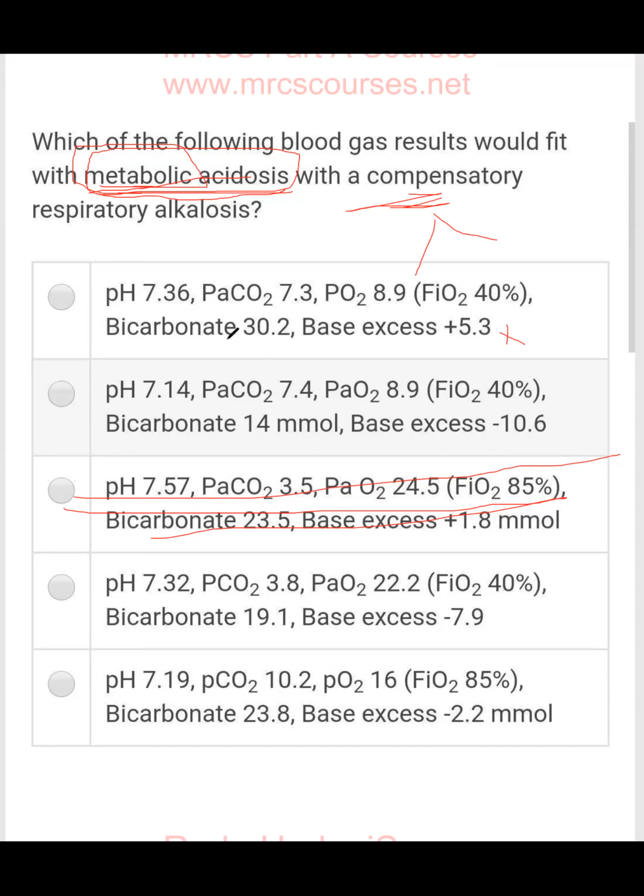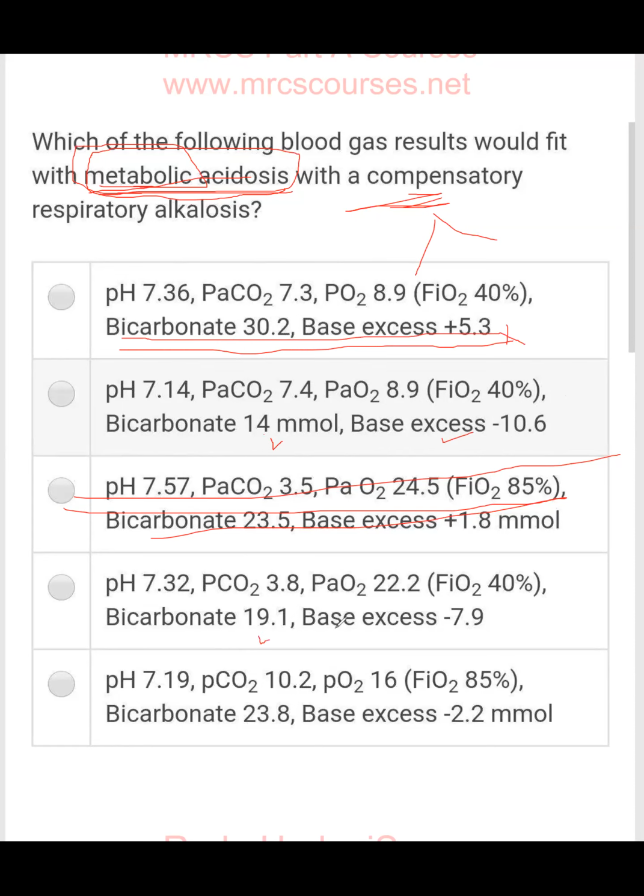This is hypercarbonate, so it is not metabolic acidosis. Then bicarbonate here, it's 14. This is accepted. Maybe. B. Yeah, maybe. Okay, and D also.